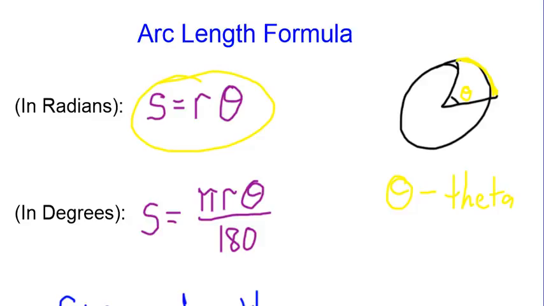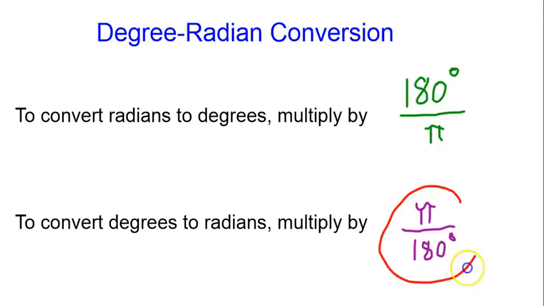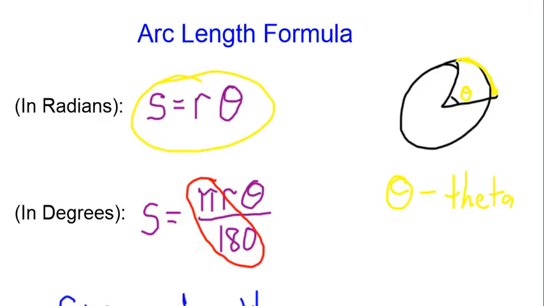Radians are a lot easier to work with rather than degrees, so we're going to be using this formula more often. The other formula, in degrees, which we still will use at times, is S equals pi times R times theta divided by 180 degrees. If you look at this part of the formula, pi divided by 180 degrees, that should make sense. We're using a degree to radian conversion, so that is where that part of the formula comes from.